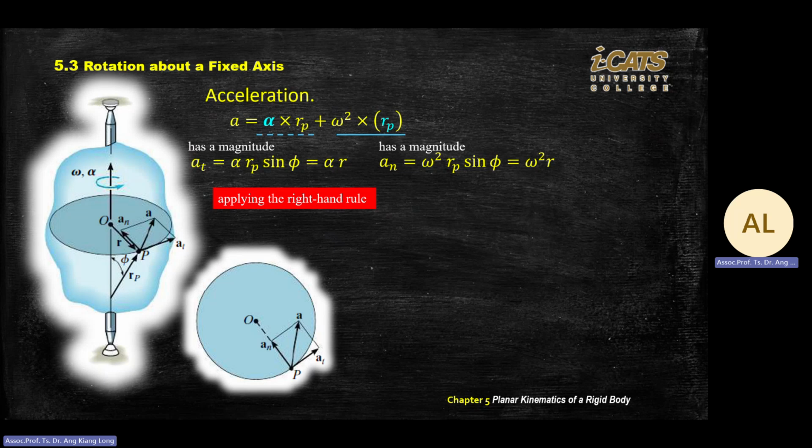So I want to highlight at the end: still a_t equal to alpha R, a_n equal to omega square R. You need to know the direction. Direction of acceleration in tangent is always same as your velocity. Or if you don't know the velocity, use your right hand rule. The curvature of your finger will be the direction. a_n is always pointing to the center, O. Don't create your own. It's always pointing inside.